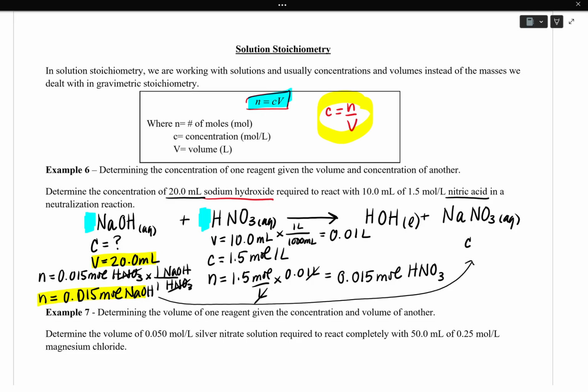So I'm going to solve for my concentration by saying 0.015 moles of NaOH divided by my volume. And again, let's convert that into liters. So 0.02 liters. So 0.015 divided by 0.02 is going to equal 0.75 moles per liter.